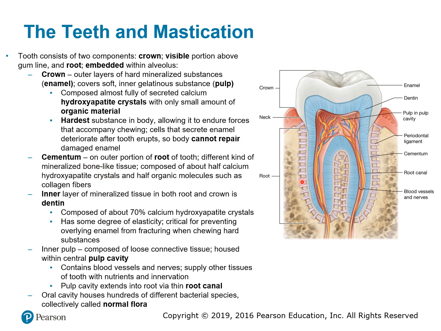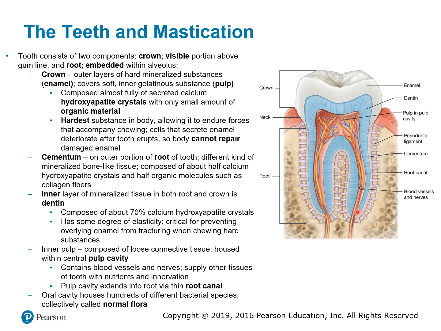The inner layer is going to be called the dentin, which is the blue part that you see here. And this one is going to be composed of 70% calcium apatite crystals. It does have some elasticity, so it's not going to be as hard as the crown. And it is going to kind of cushion the overlying enamel, meaning when you're chewing, it helps keep your enamel from fracturing.